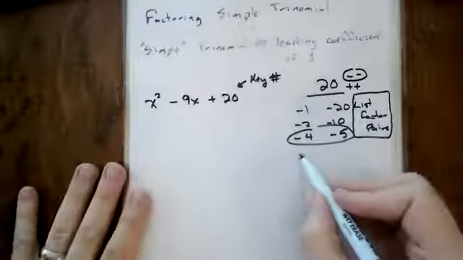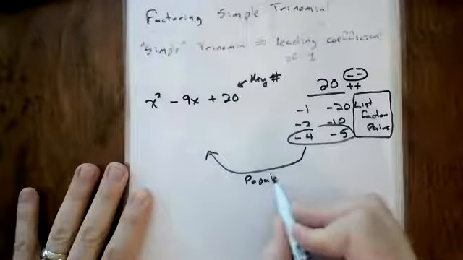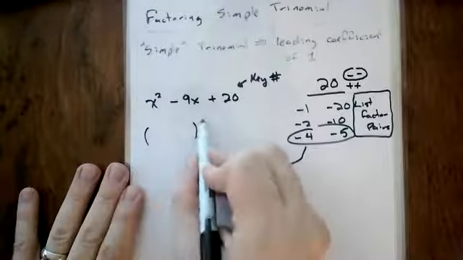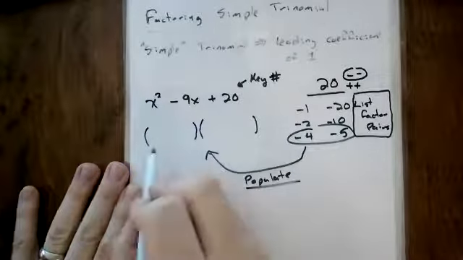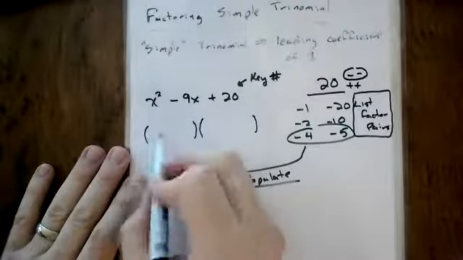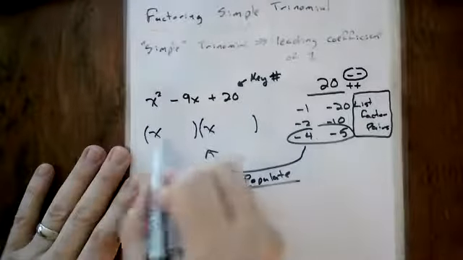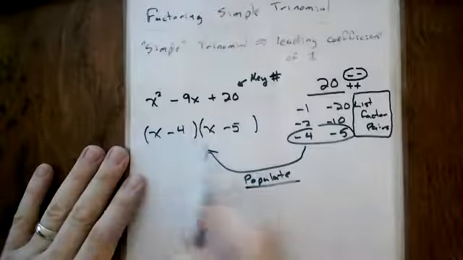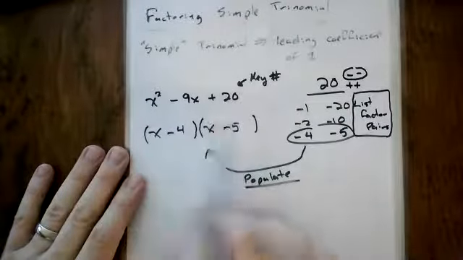What we're then going to do is populate. A trinomial is always going to be the product of two binomials. Well, it will most often be the product of two binomials, I'm sorry. So I've got x, and in this case, it's going to be x minus 4 and x minus 5. So if I were to multiply x minus 4 times x minus 5, I'd end up with this entire thing.